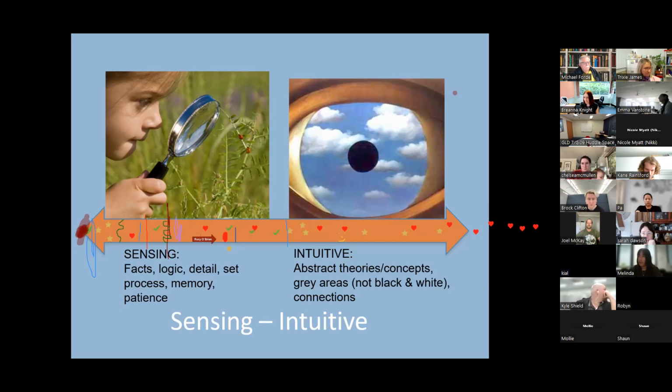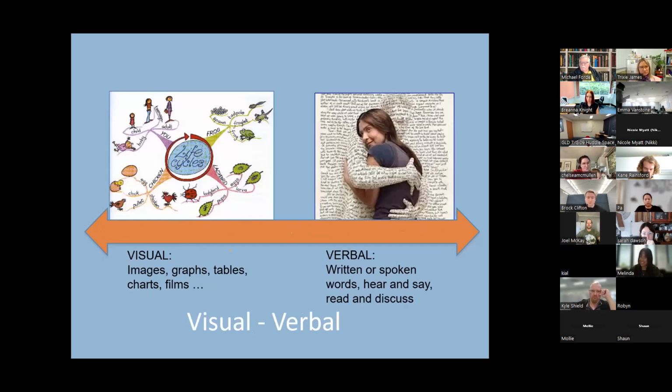Okay, very good. Quite a few sensing people, but not too strong one way or the other. Okay, everyone, I'm going to clear all of these. Make sure you've noted it down for yourself. Okay, next up, we have visual and verbal.